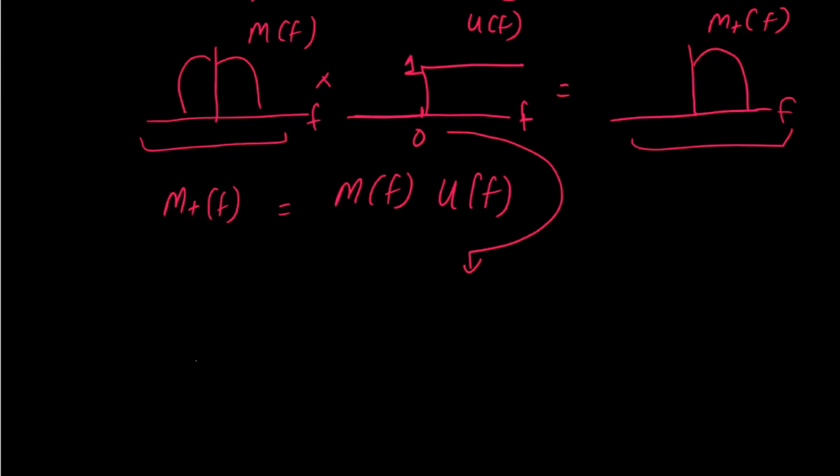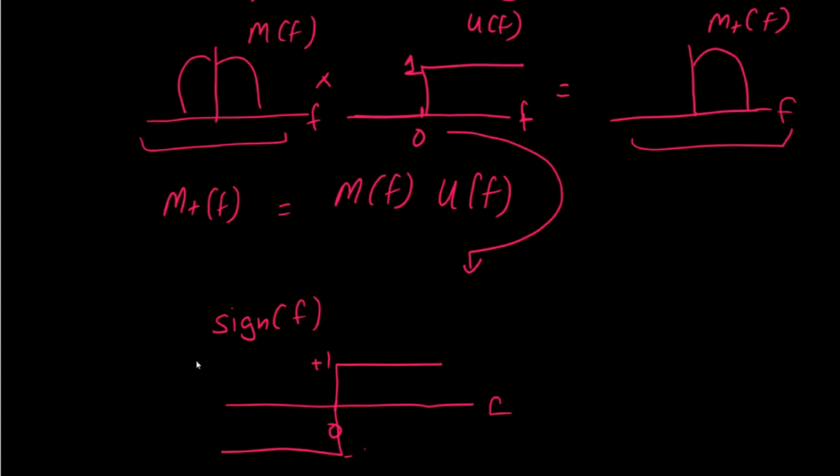This U of f, we can simplify it. How can we simplify it? Say we have a sine function of f. This sine function suggests that whenever we have a frequency which is positive, the value is plus 1, and whenever it is negative, the value is minus 1. So say we translate the signal, we now have 1 plus sine of f.